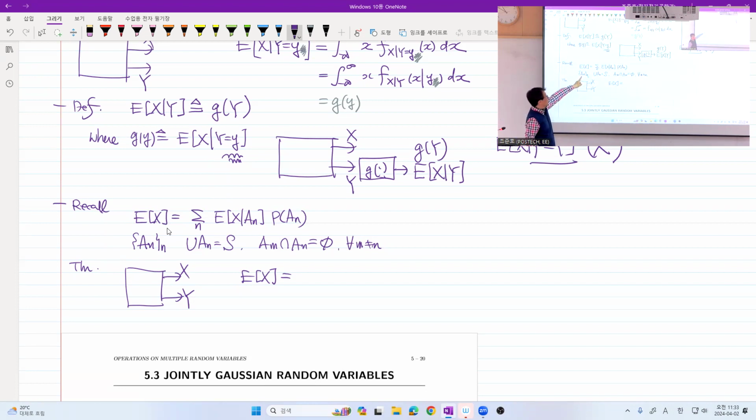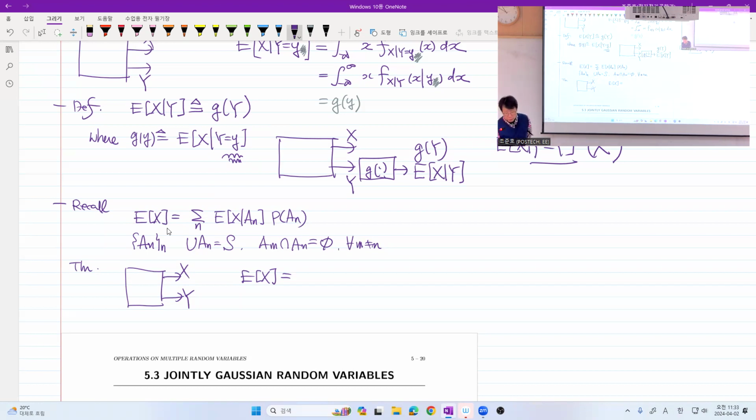So we introduce a partition of S. Okay. So in order to find the unconditional expectation of X, we introduce a partition of S such that the union becomes the sample space and they are pairwise exclusive, disjoint.